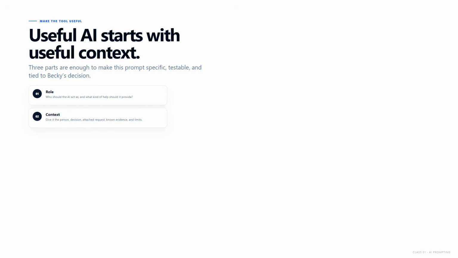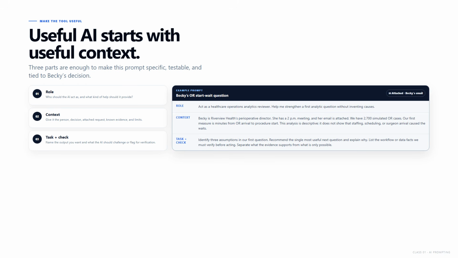Second, give it the context that matters. Attach Becky's email. Tell it who Becky is, what decision she has to make, what measure we built, what evidence we have, and what this descriptive analysis cannot support. Third, name the task and the check. Do not just say, analyze this. Tell it to identify assumptions, recommend one useful next question, explain why, and list the workflow or data facts that still need verification. Here's what that looks like as one prompt.